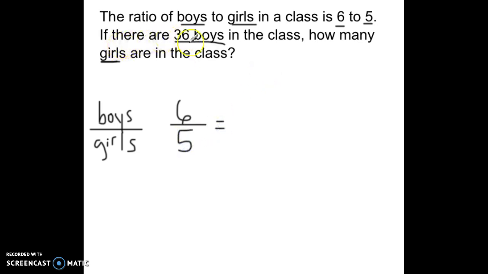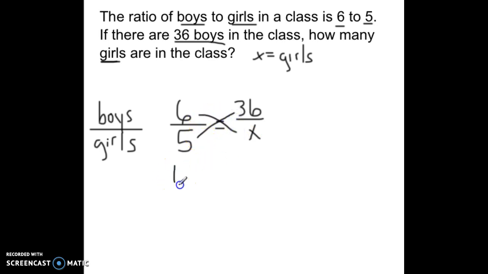Then it says if there are 36 boys in the class, how many girls are in the class? So girls is what we don't know. That'll be our x. So our x equals girls. Now we're ready to set up the rest of our proportion. So where do I put this 36 boys? Well, if I look over here, it says boys should be in the numerator, and then that's compared to x girls. Now from what you remember about proportions, you should know that the cross products are equal.